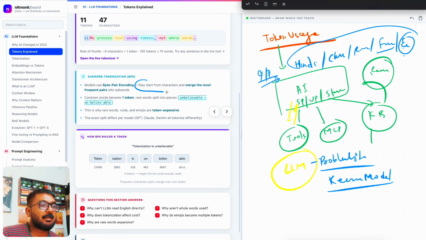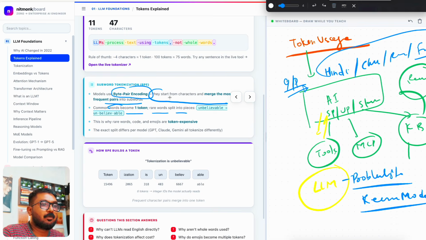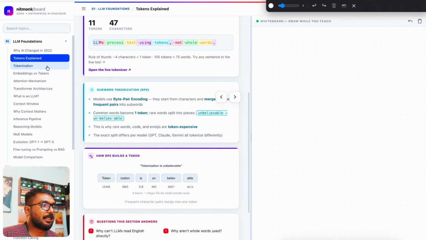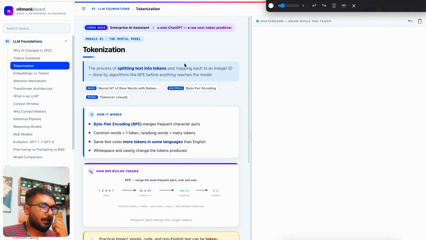So they start from characters and merge the most frequent characters into subwords. That is byte pair encoding. Common words become one token, rare words split into pieces. That is what I am trying to tell you over here. Now let's look at tokenization. Once you understand tokens, then let's understand tokenization. This is the process of splitting text into tokens, correct, and mapping each token to an integer ID, done by the BPE algorithm. We just saw.